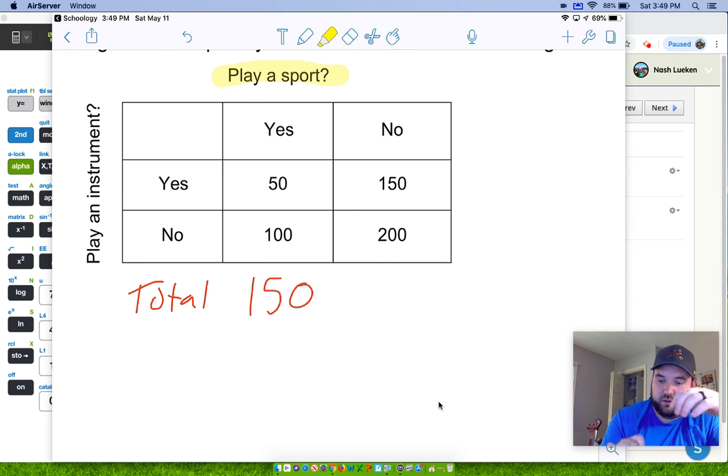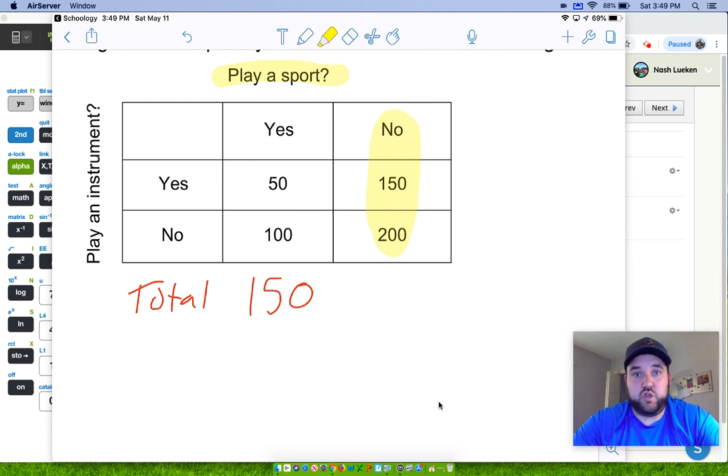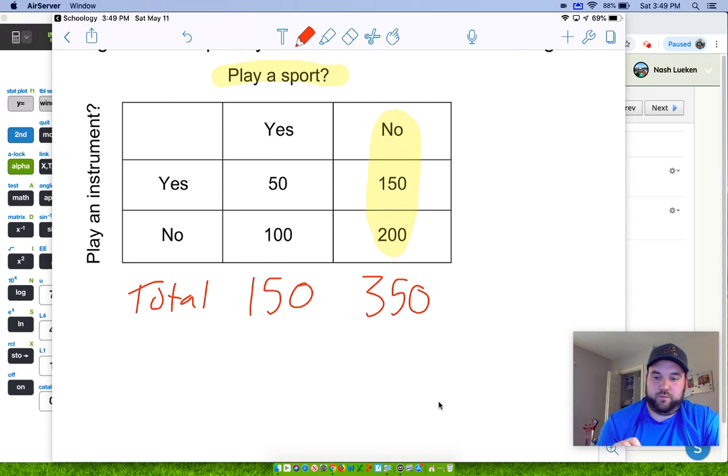This column right here represents all the people that do not play a sport. Whether or not they play a musical instrument, we don't know. Well, we do because it's separated, but all of these people, these 350 total humans, fall under the category of not playing a sport.